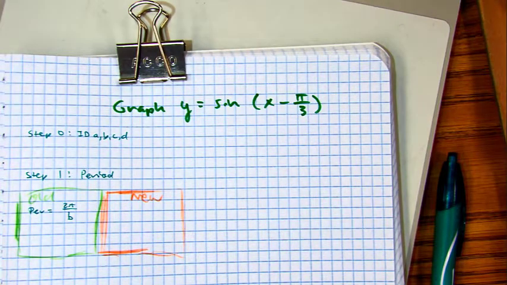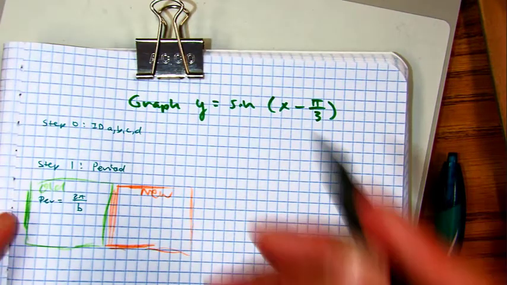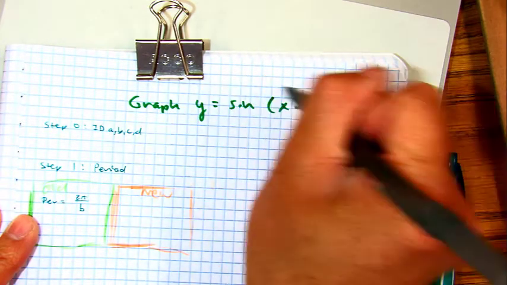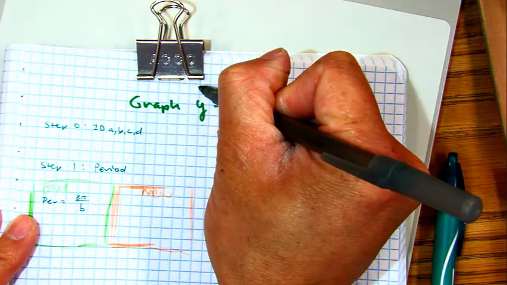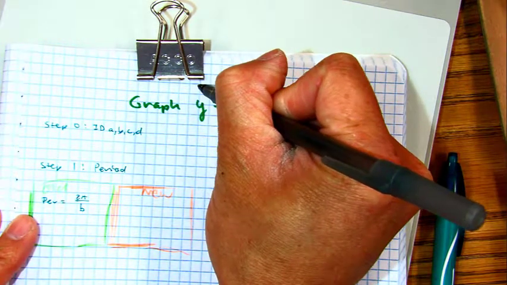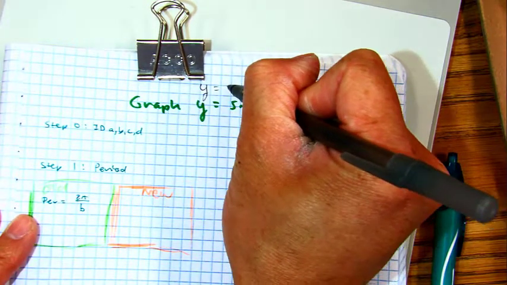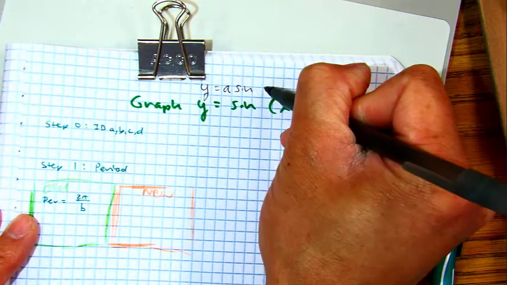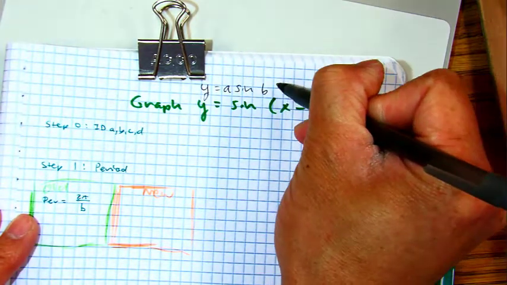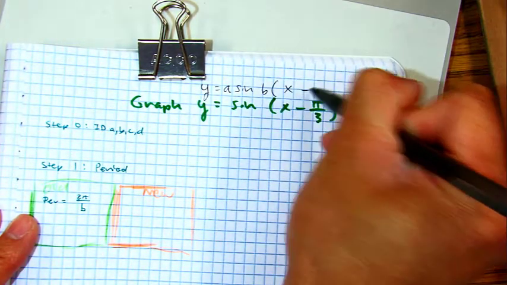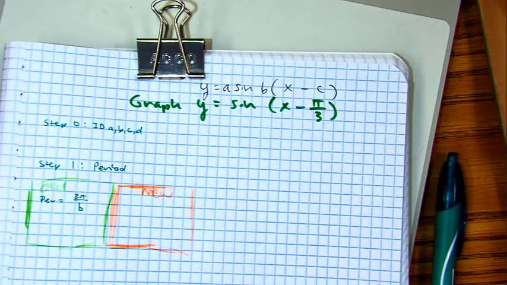We're supposed to graph y equals sine x minus pi over 3. Sophie, what would you write above this? Y equals a sine b parentheses x minus c parentheses. Good.